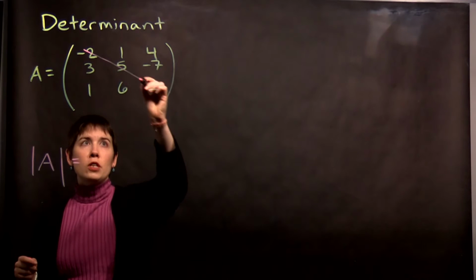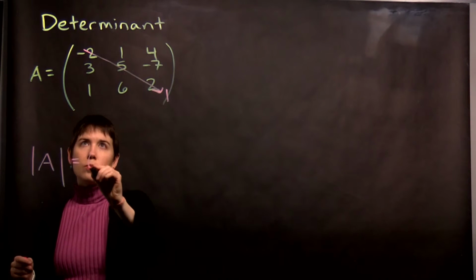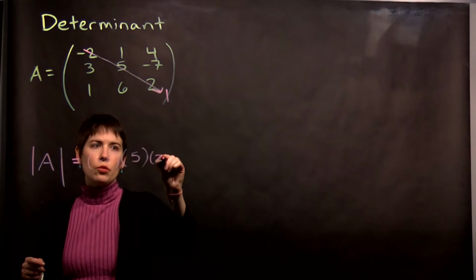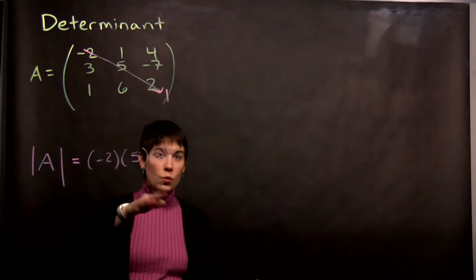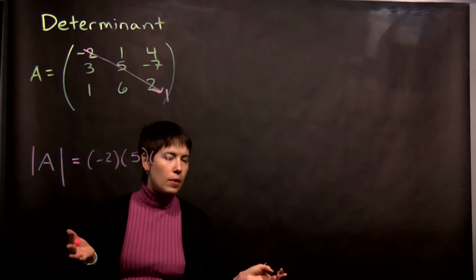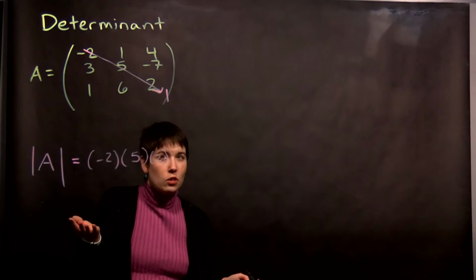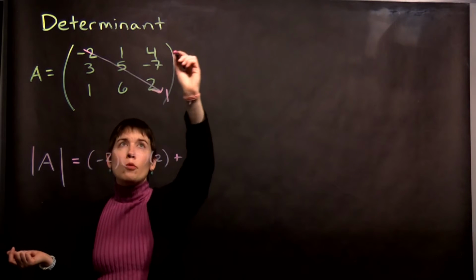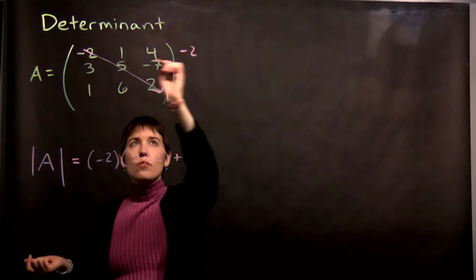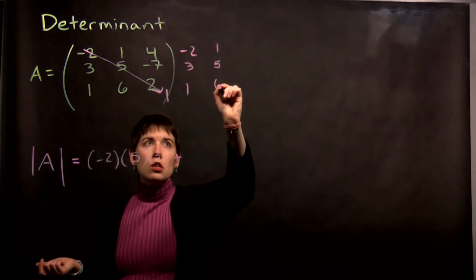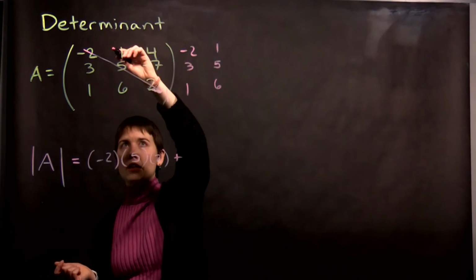So that first term is going to be -2 times 5 times 2. And I like writing it this way so I clearly see that there's 3 terms. Maybe I could do that in my head on a good day, but what if I drop a number? And now I need another down diagonal. I'm going to use the method of rewriting these first 2 columns so that I can clearly do those diagonals.